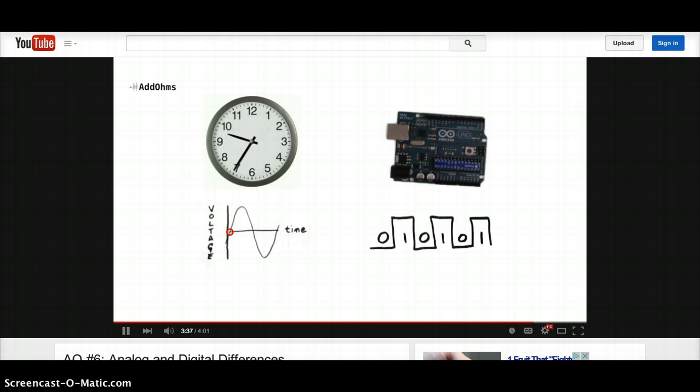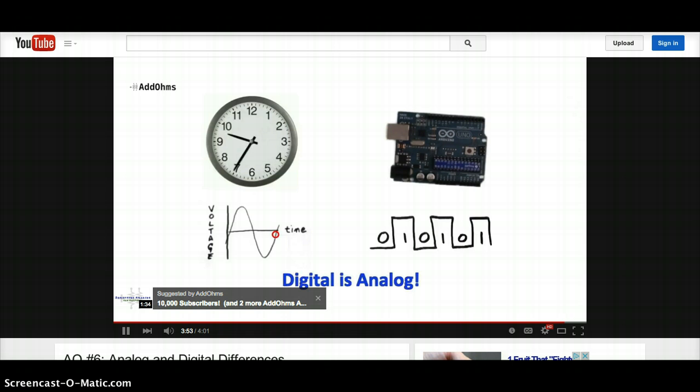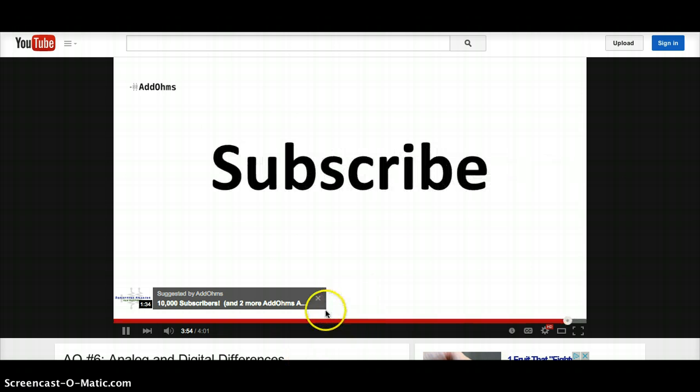The key to understanding the difference between analog and digital is to remember that analog voltages continuously change, while digital voltages have defined levels. When you step back and think about it, it kind of turns out that digital signals are actually analog signals where the voltage levels have special meanings.